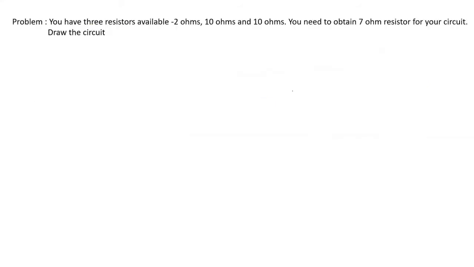Okay, so if I give you three resistors, let's say 2 ohms and 10 ohms and 10 ohms, and I want a 7 ohm resistor, I would like you guys to make a circuit. So the equivalent resistance will be 7 ohms. So let me know what will be the configuration. You can unmute yourself.